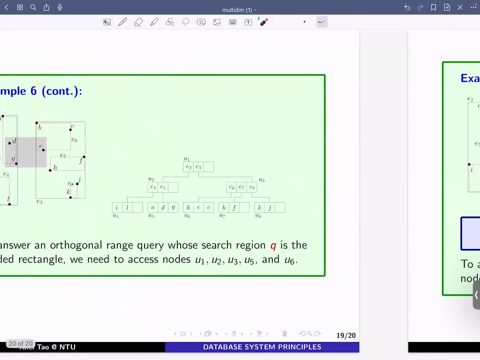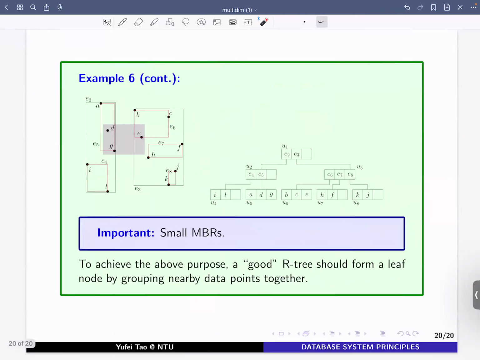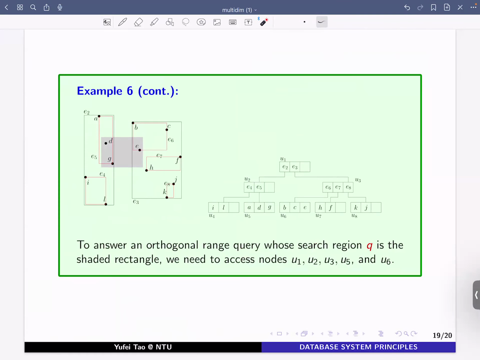Now, why is this useful? This is useful because the MBRs serve as the routing elements, and they will be able to guide your search in a meaningful way. So for example, let's say we want to answer this range query here. Eventually, we want to report D, G, and E.